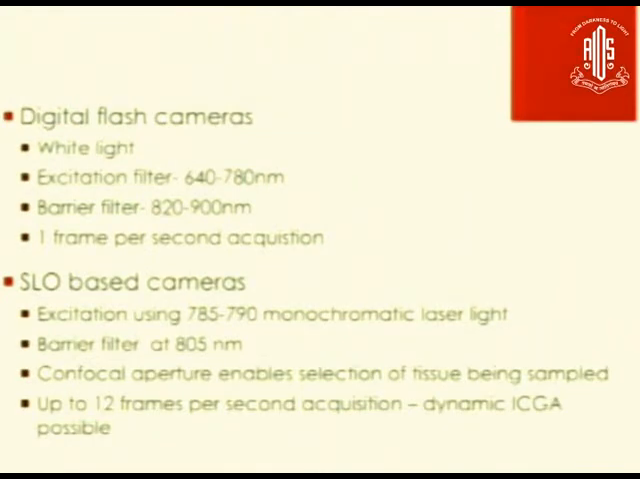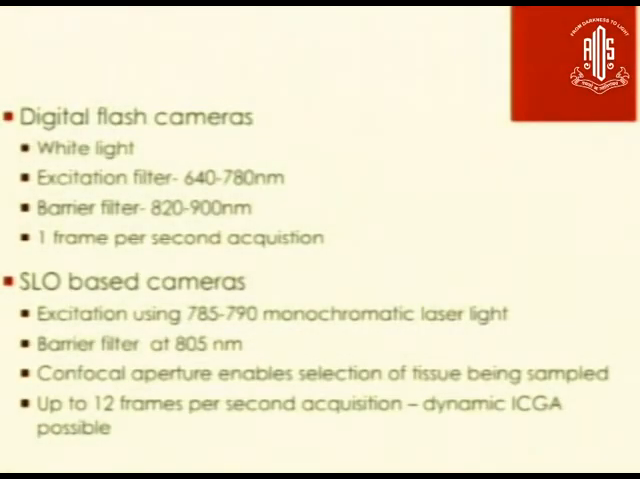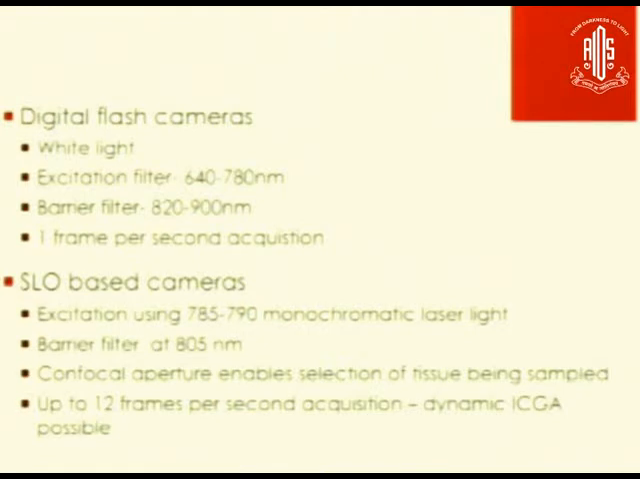So you can use either digital flash camera or scanning laser ophthalmoscopy based cameras for ICG. SLO based cameras give you a much better picture with more definition than digital flash cameras. The reason being that the corneal influence on the fluorescence is eliminated by the scanning laser ophthalmoscopy. So the white light, this is a typical example, the Zeiss camera, while this is a typical example, the Heidelberg camera.